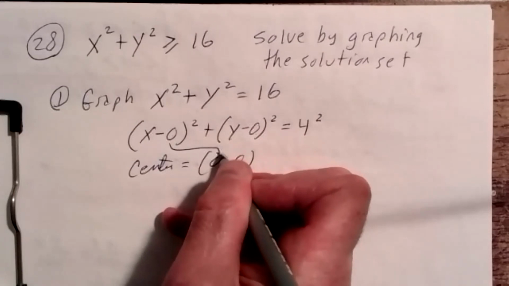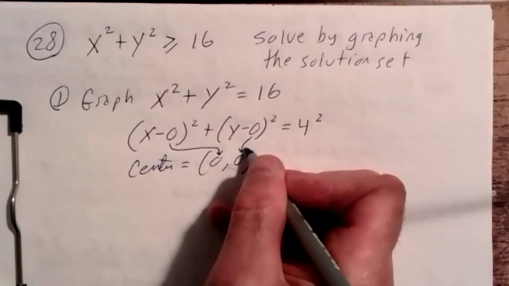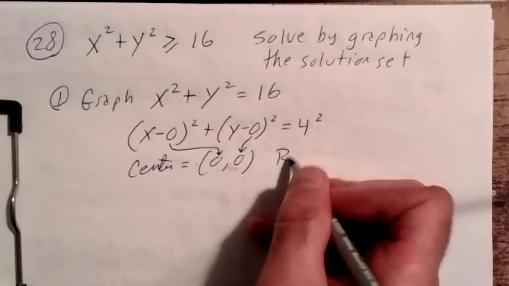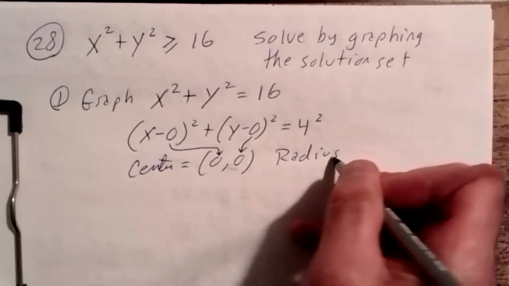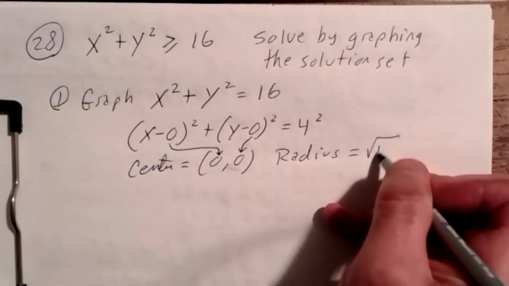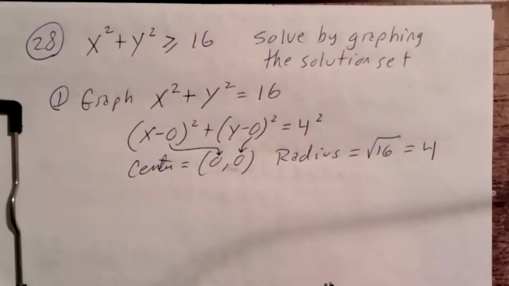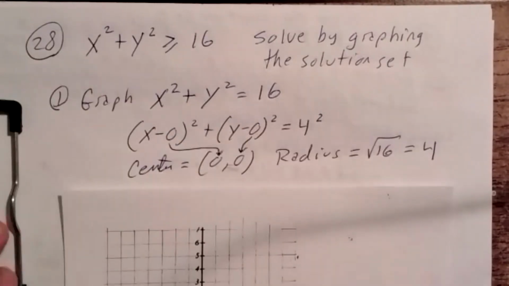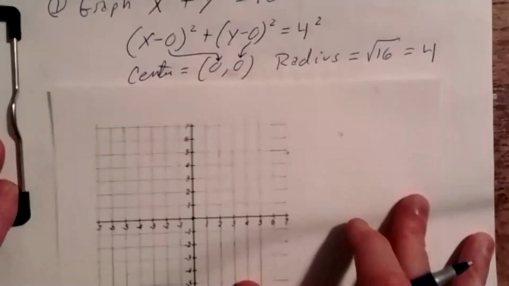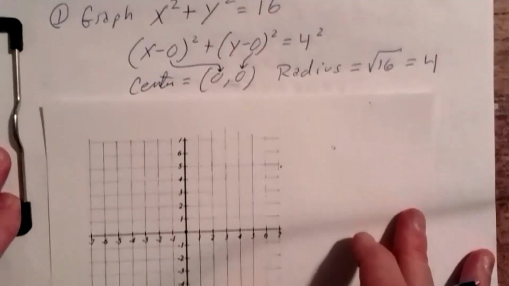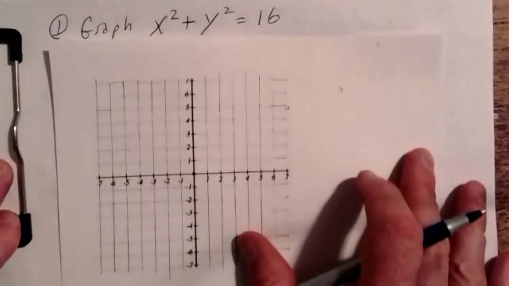This is the x coordinate of the center of the circle. This is the y coordinate. What's the radius going to be? It's going to be the square root of 16, or just what? 4. That's your radius. That should be enough information to graph this circle in the xy plane, knowing the center and the radius. Take a piece of graphing paper, and let's see if we can graph this circle here. So we know the center is at the origin, 0, 0.